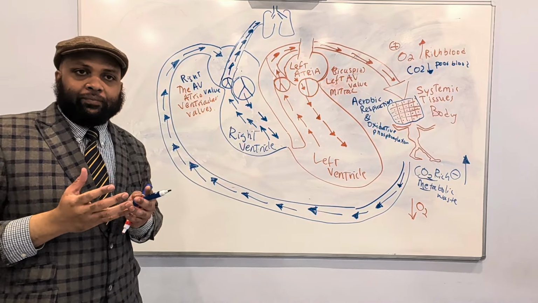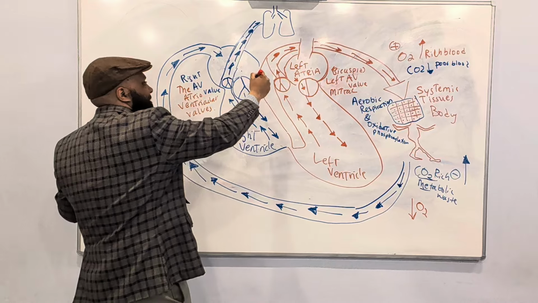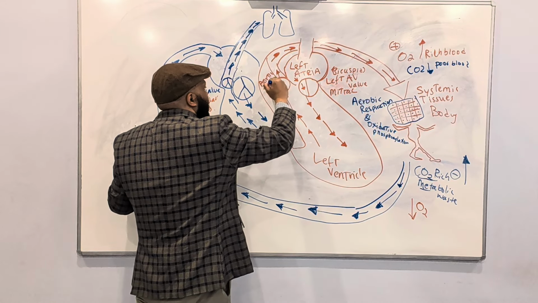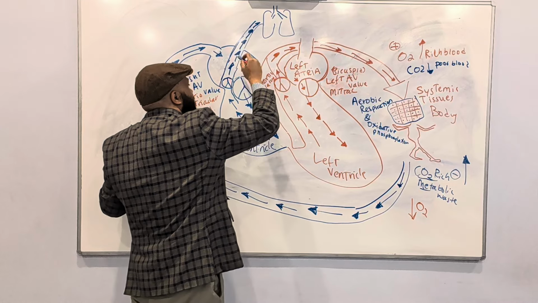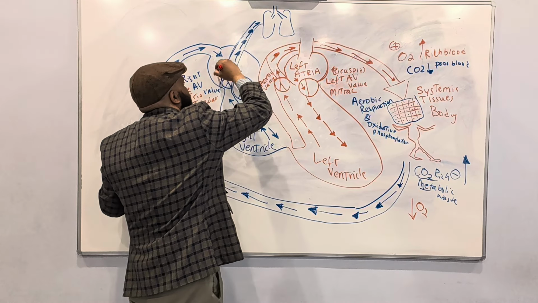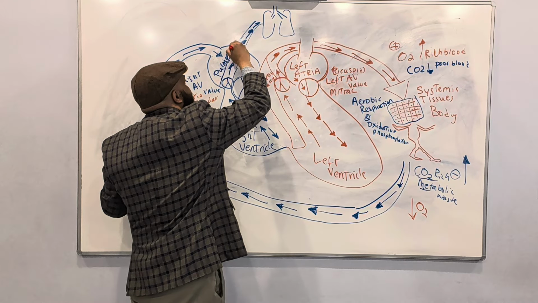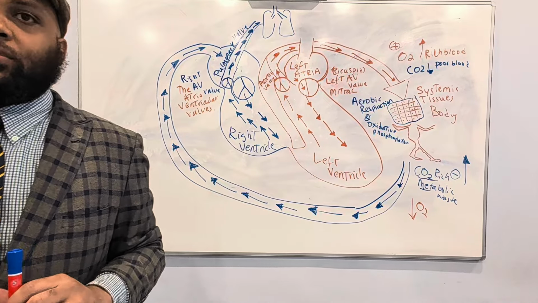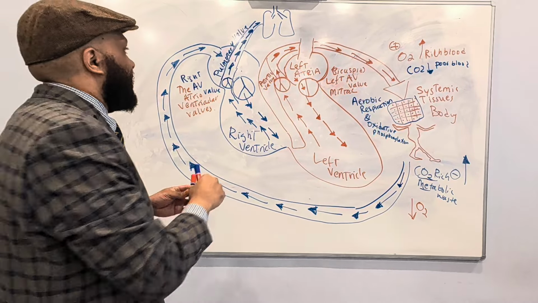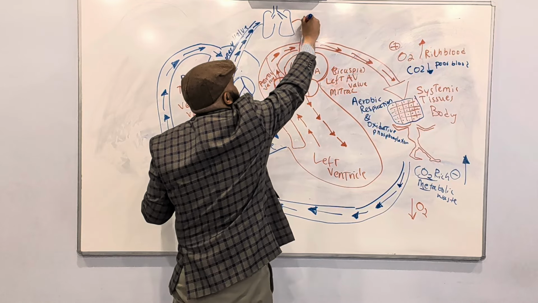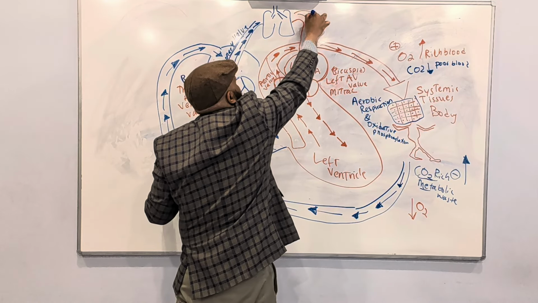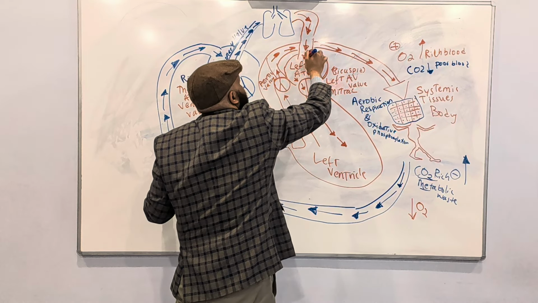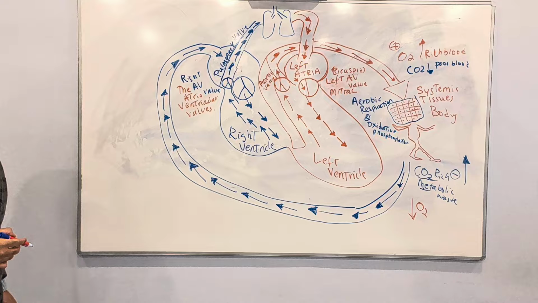That's the general name. The specific name is, this is the aortic valve. And this is the pulmonary valve. Now you went to the lungs. Once you got to the lung, you will become freshly oxygenated and you will return back to the heart.